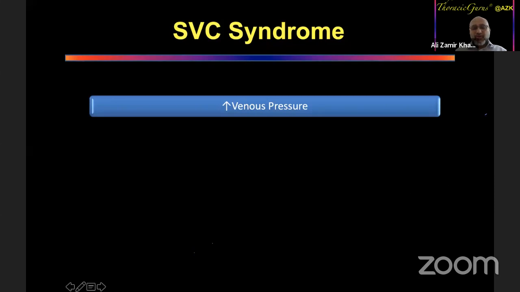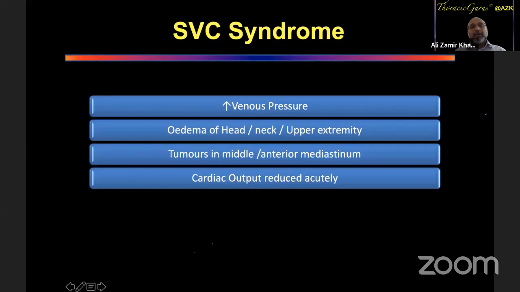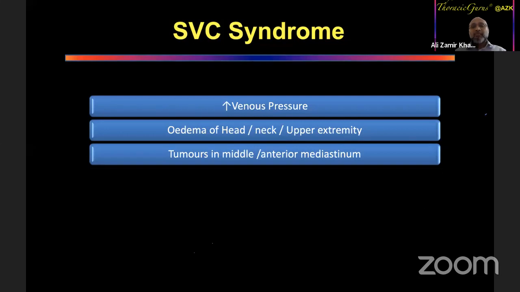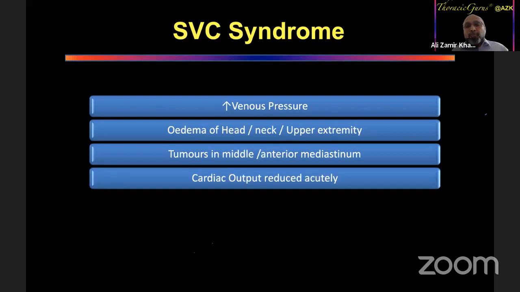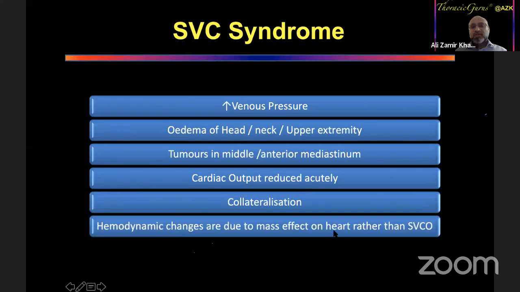So what happens is when you get obstruction of the SVC, there is increase in the venous pressure, there is back pressure and edema of the head and neck and upper extremities, predominantly caused by tumors in the mediastinum. And the cardiac output is reduced acutely. If the cardiac output is reduced acutely, it usually means that there is an intravascular compression. Whenever there's an extravascular compression or it's a slow compression, there will always be collateralization.